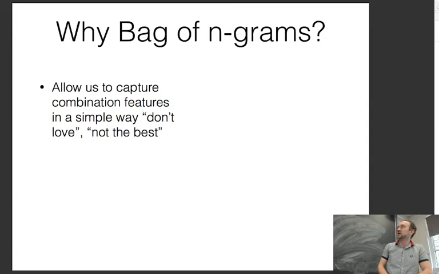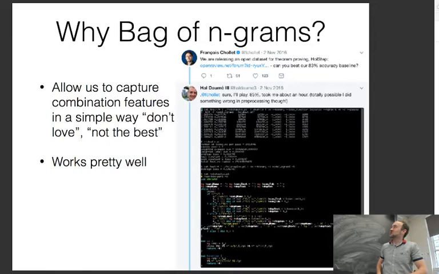It also works pretty well. So I don't know if people have seen this online. This was an interesting exchange by a machine learning researcher, Francois Chollet, I guess. Maybe I got his name wrong, but he wrote Keras and he's relatively famous for that. But they came up with this kind of nice task for theorem proving. And said, can you beat our 83 accuracy baseline? And then within a couple hours, Hal Daumé said, sure, I can do that. It took me about an hour, and I beat it with 85. And you can see the entirety of his code right here. And it's basically extracting bag of n-grams features.